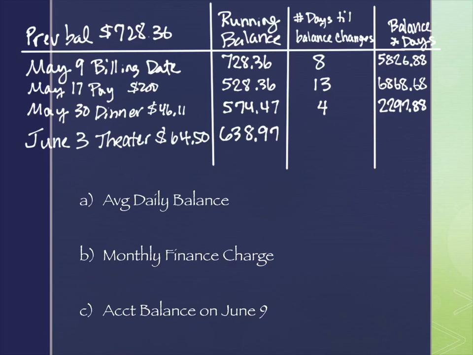6. Where did you get 6? You're right. The next billing date is the 9th. How do I know that? Because it was the 9th the month before. Everybody with me? Whatever the billing date is, it's going to continue to be that billing date in future months as well. So yes, it'll be the 9th. So this will be 6 days that it will sit at the 638.97.